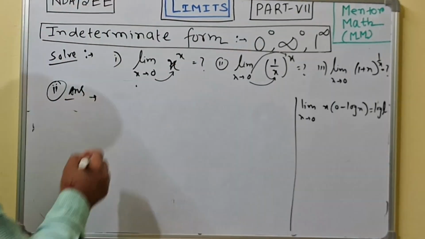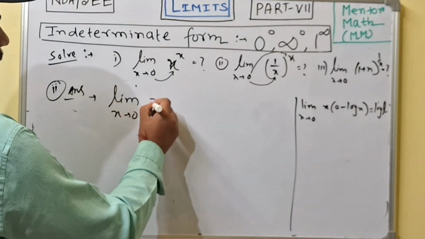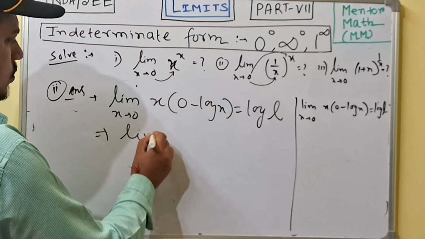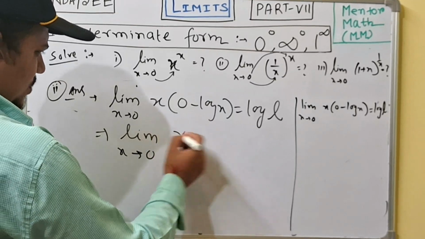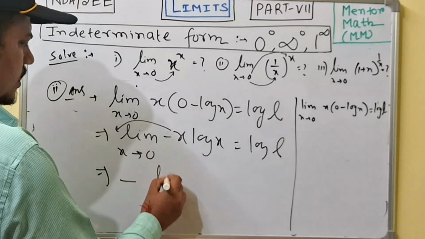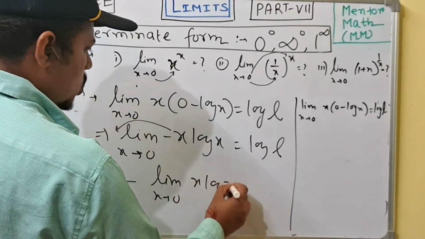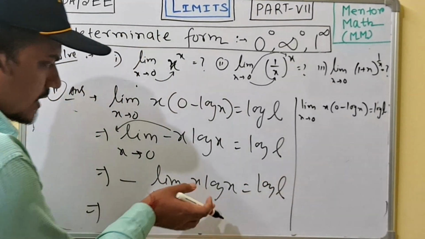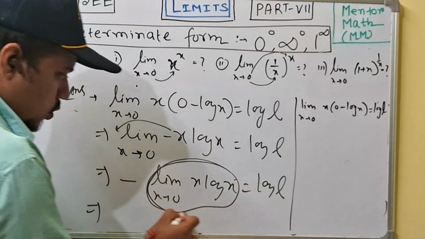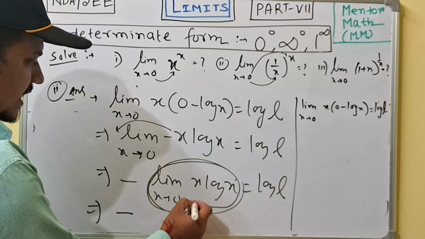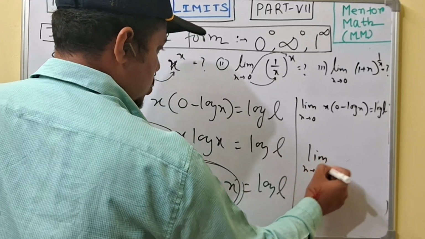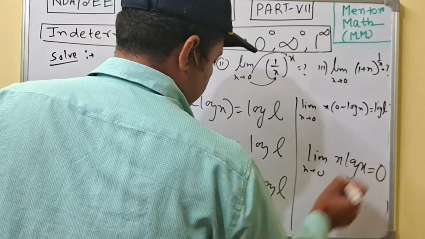Okay, so you got limit x tends to 0, x into (0 minus log x) is equal to log of L. Copy please. Now we have limit x tends to 0, x into (0 minus log x) is equal to log of L. So that means you got the value, limit x tends to 0, minus x log x is equal to log L. So minus outside, minus of limit x tends to 0, x into log x equal to log L. In my previous problem, limit x tends to 0, x to the power x, the same quantity came. Okay, so you can check also. So you got minus outside, and that value becomes 0, because limit x tends to 0, x log x is 0.